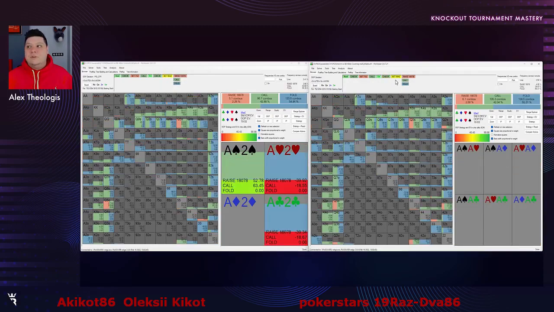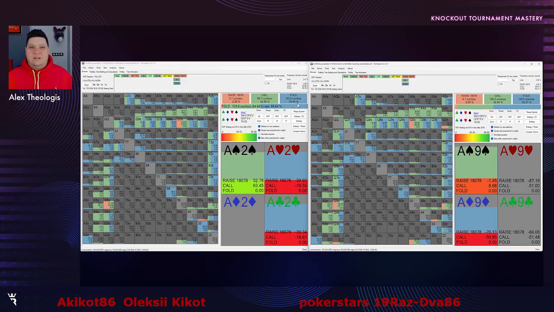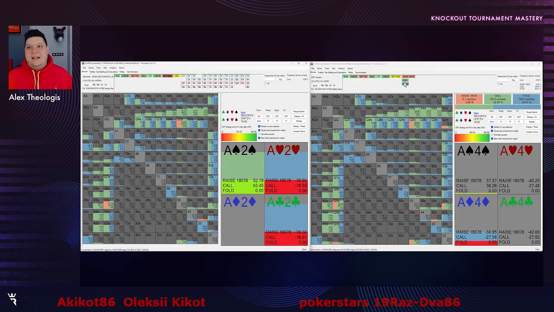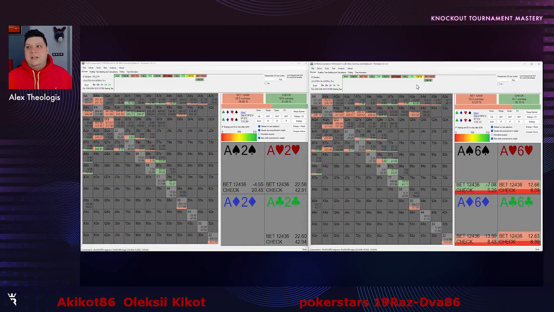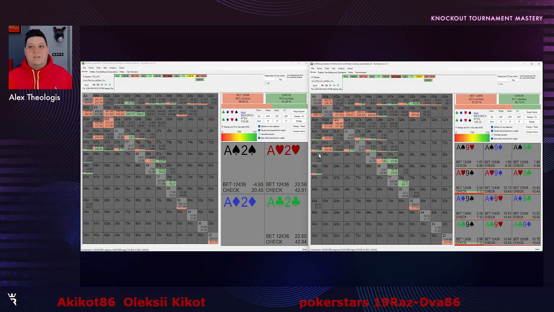So let's look at the response. And as you can expect, when the big blind is covered, he folds slightly more. When he's covering, he calls like 1% more. So again, almost negligible difference. And on another brick, let's look at the value range on the river.